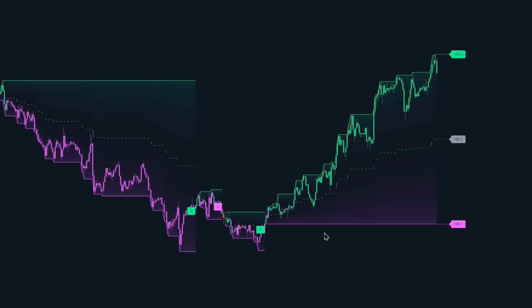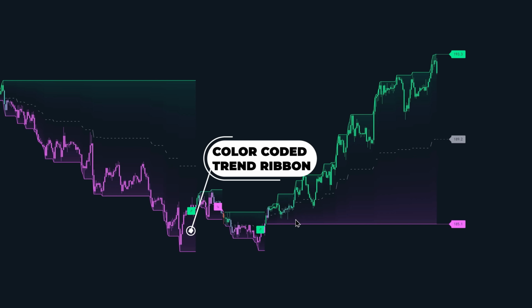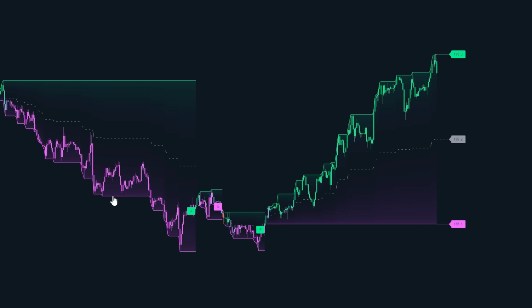As you can see, it's a super simple indicator, which is made up of the following components. First, we have the color-coded trend ribbon, which is made up of a high-level line at the top and a low-level line at the bottom. The high-level line marks the highest price level within the trend and often serves as a resistance level in an uptrend. Conversely, the low-level line marks the lowest price point within the trend and often serves as a support level in a downtrend. We also have the midline, which is this line in the center that marks the middle level between the high and the low lines, acting as a potential pullback or rejection zone.